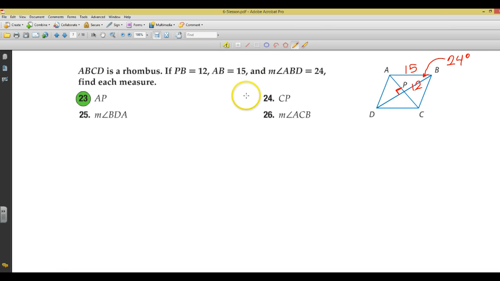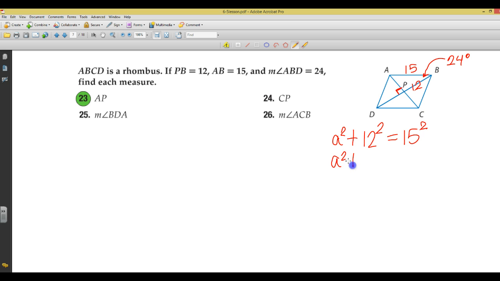In the diagram, ABCD is a rhombus, PB is 12, I've already marked this in my diagram, AB is 15, and the measure of angle ABD is 24 degrees. Find each measure. So to find the length of AP, we know that the diagonals of a rhombus are perpendicular, which means that I have a right triangle here where my hypotenuse is 15, so I can apply the Pythagorean theorem. So AP, I'll just call that A, so A squared, plus my other leg is 12, so it's plus 12 squared, is equal to my hypotenuse, 15 squared.